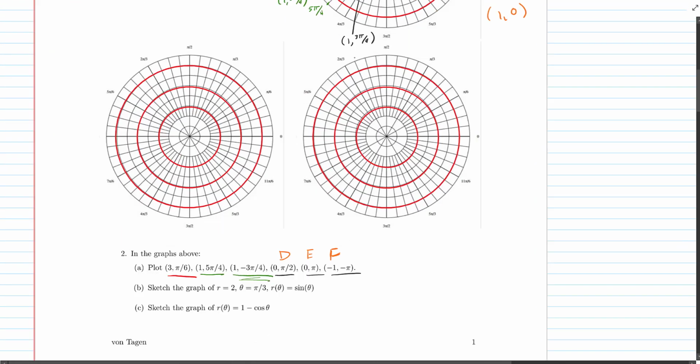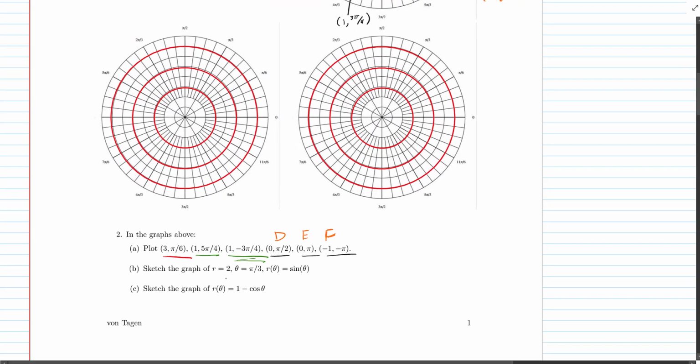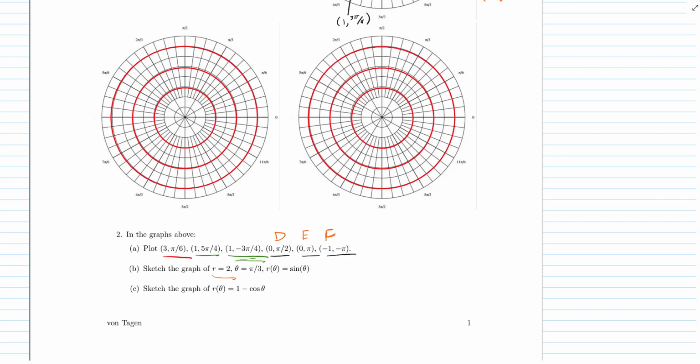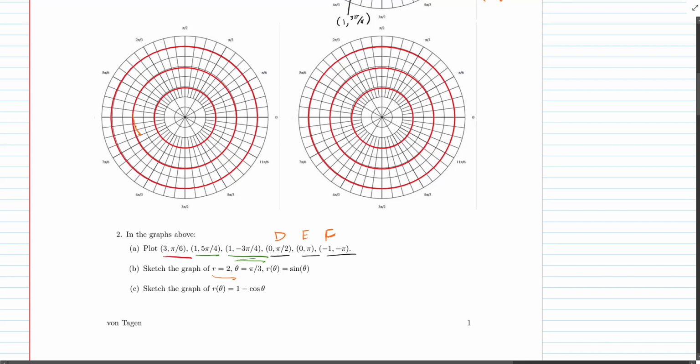Okay, so the next thing I want to do is sketch the graph of 3 familiar objects in the polar coordinate system. The first thing I'm going to do is sketch a graph of r equals 2. Because of the way I've labeled this, you can see that r equals 2 is just a circle. For any choice of theta, the r value is 2. And so there's the graph of r equals 2 in the polar coordinate system.